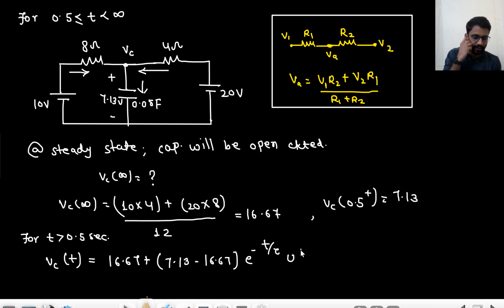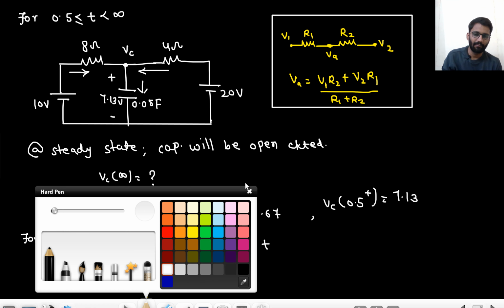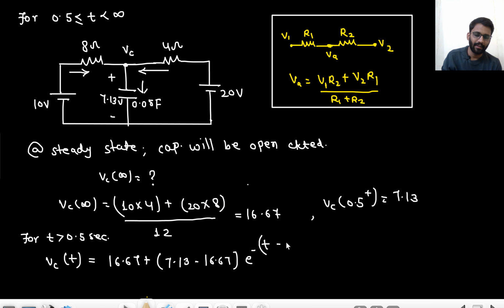One more thing is there. If the switch was closed at t equals 0, I would have written e to the power minus t by tau, u(t). If the switch is closed at t equals t naught, I would write e to the power minus (t minus t naught) by tau, u(t minus 0.5). Why am I doing so?